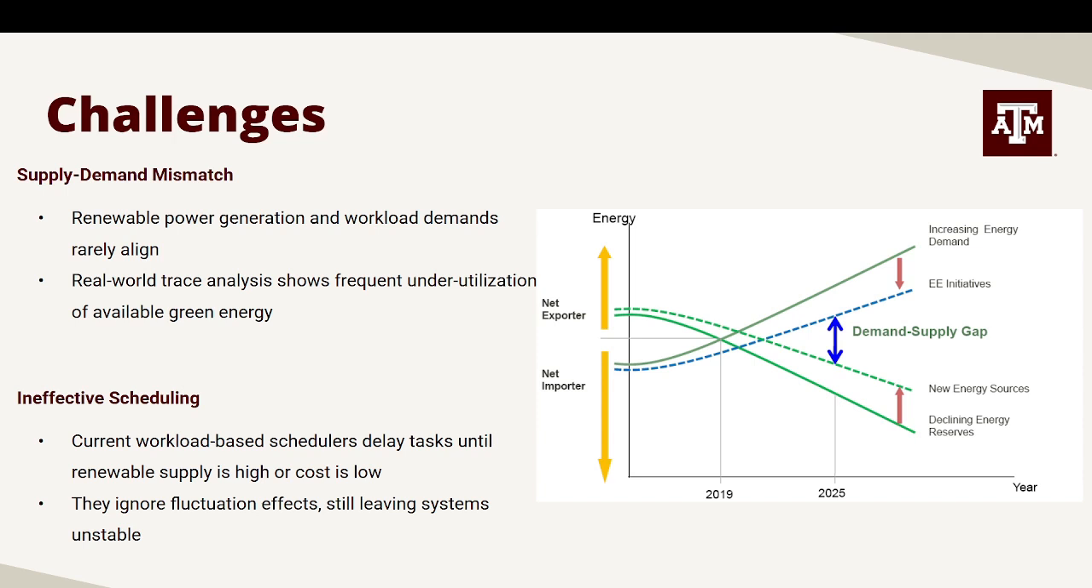The fourth issue is ineffective scheduling. Existing schedulers only delay jobs while renewable supply is high or costs are low, but they don't account for how unstable the energy might be.